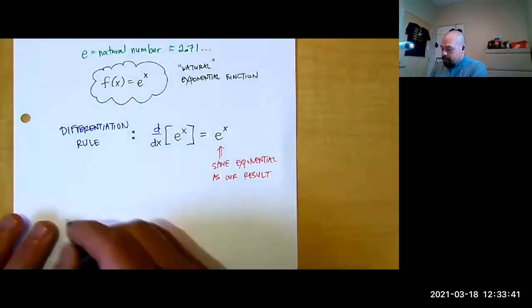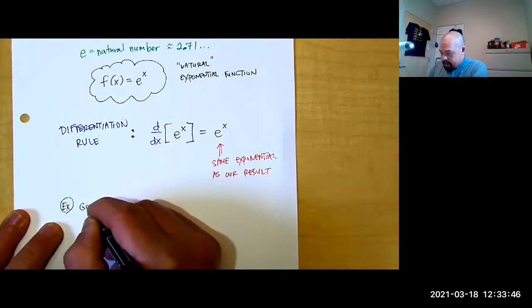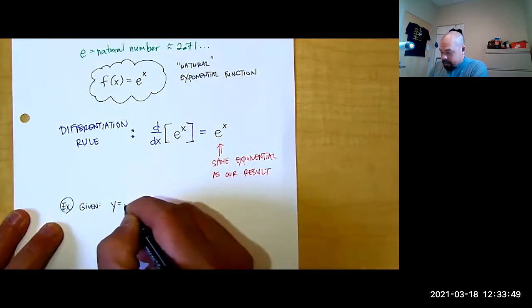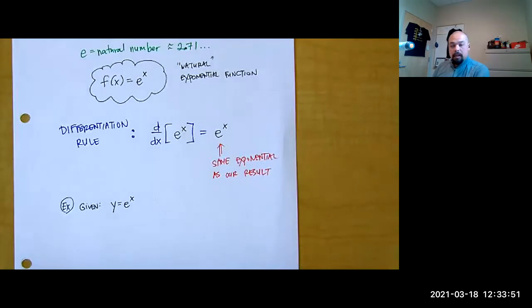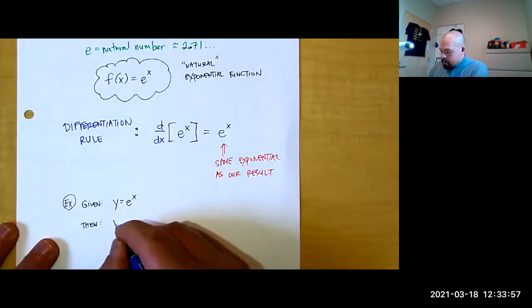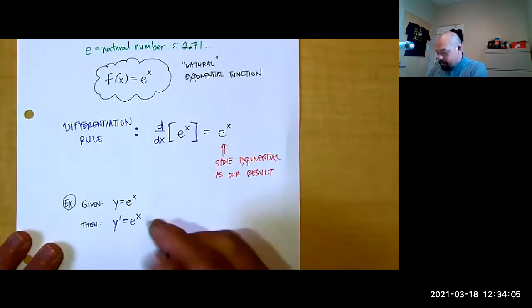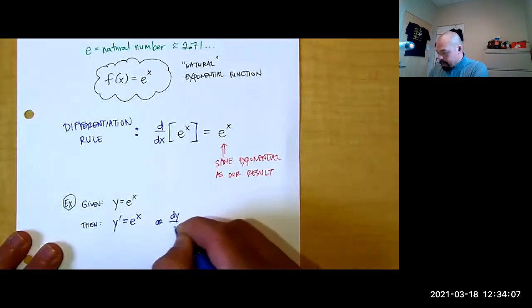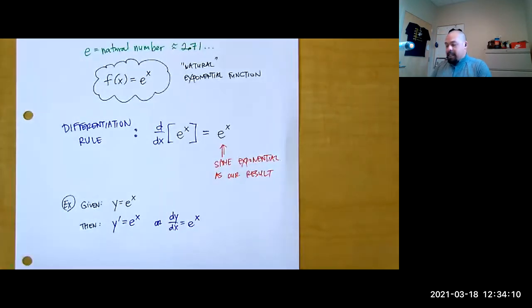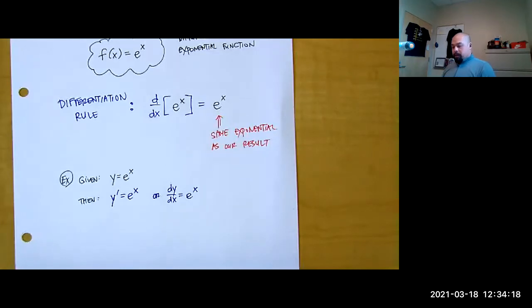Okay. So, for example, if we have that y is equal to e to the x, then y prime is equal to e to the x, right? Or dy/dx is that e to the x. Nothing too tricky with our original exponential, right?